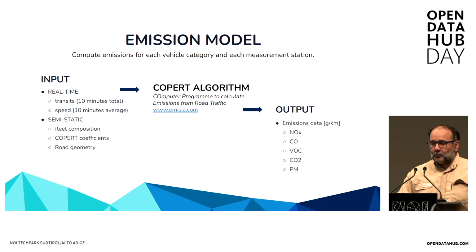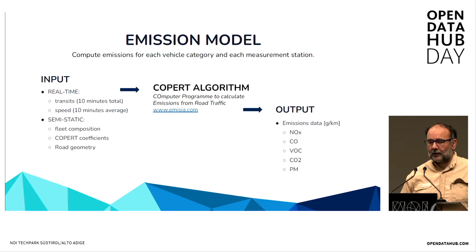Moving to the emission model. So conceptually, we need two data sets. The first one has to be real time, and this is built up by transits. So how many vehicles are flowing at a traffic station, and this is the integral over 10 minutes, and then we also need the speed of the vehicles at 10 minutes average.